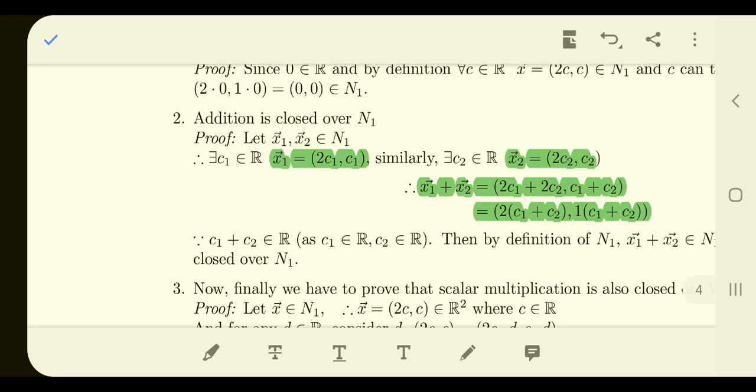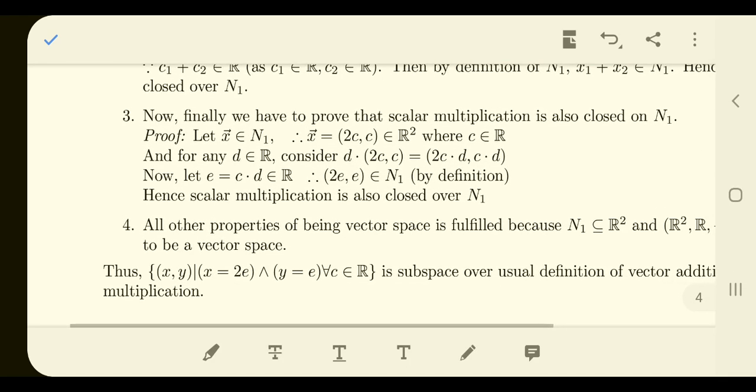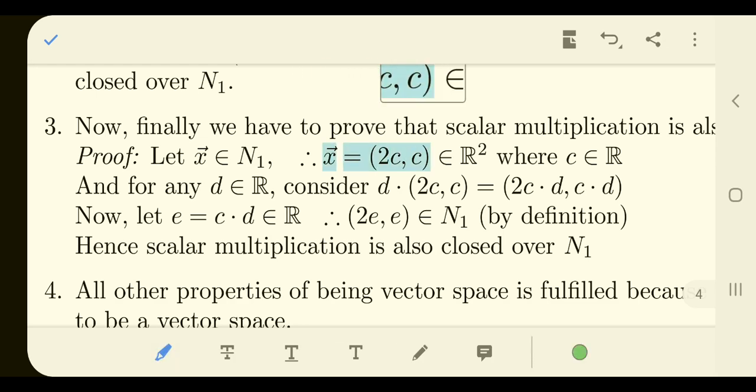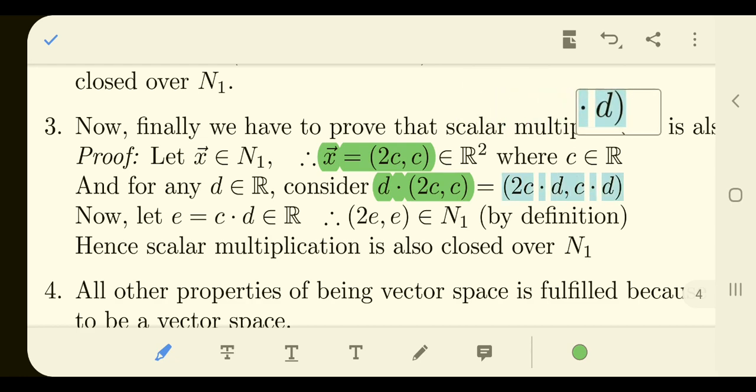So let us see that. You take any element x in n1. Since it is an element of n1, it should follow the membership property, and that's how it can be written in this format, (2c, c). Now you take any scalar value d and multiply d with this. Once we write that, we get this, because scalar multiplication means this.